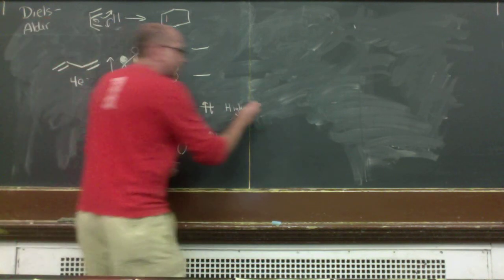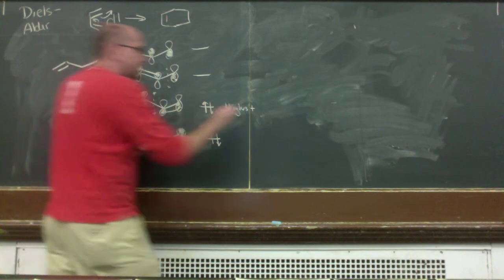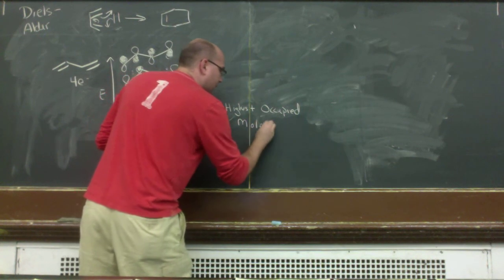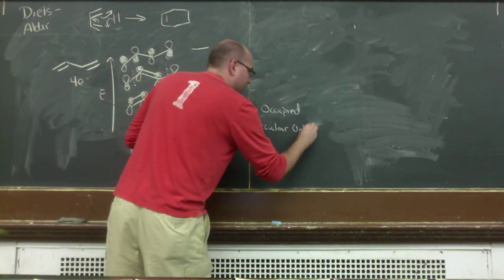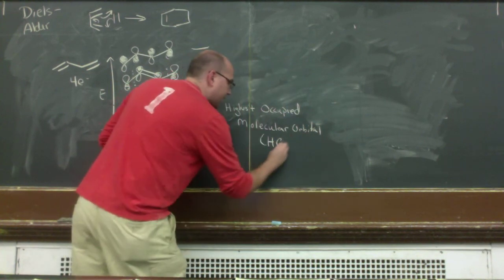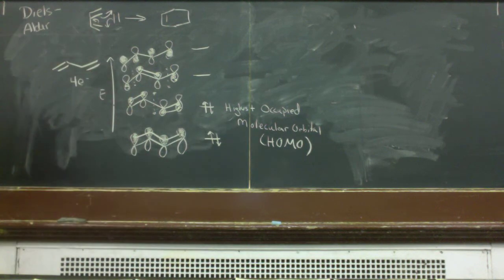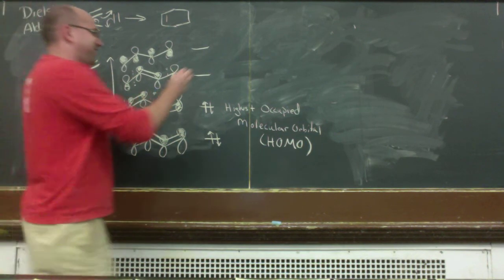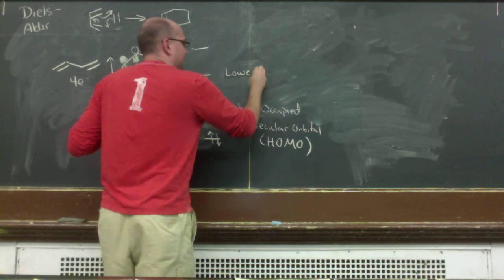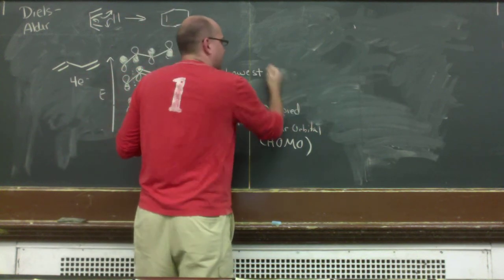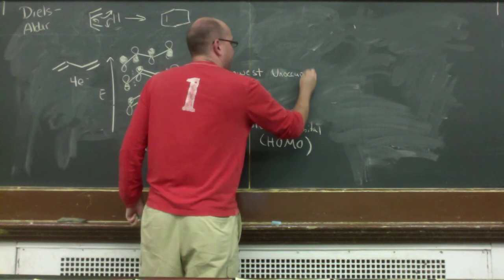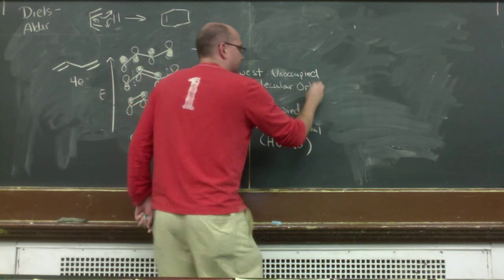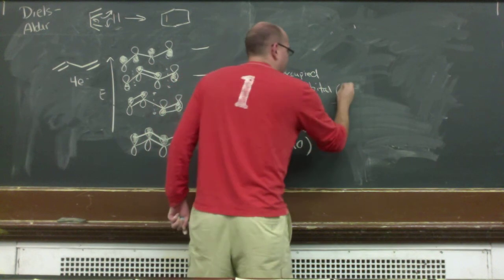Meanwhile, this is what we will call the highest occupied molecular orbital, abbreviated as HOMO. Okay, so that's what we refer to as the HOMO. And then this is the lowest unoccupied molecular orbital. So this is the LUMO.